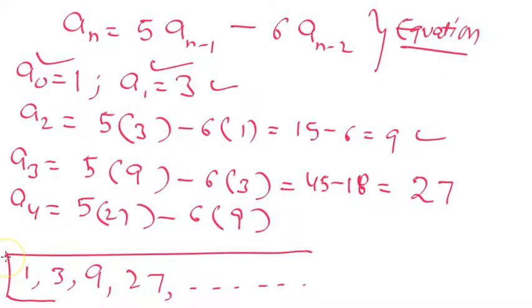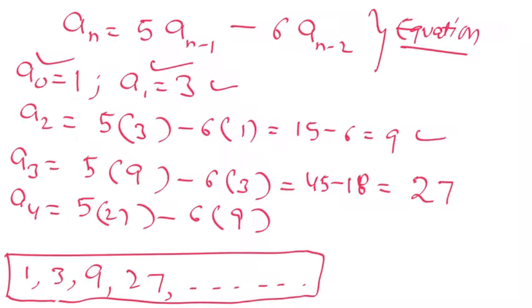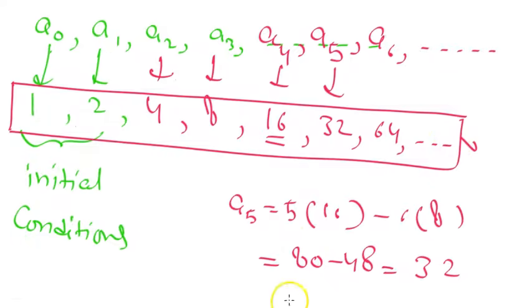Now one thing you can clearly notice is that when we change the initial conditions, the sequence changes. The equation, the recurrence relation, is the same, but the sequence will change. Here the initial conditions are different, so the sequences we get for the second question and for the first question are different.